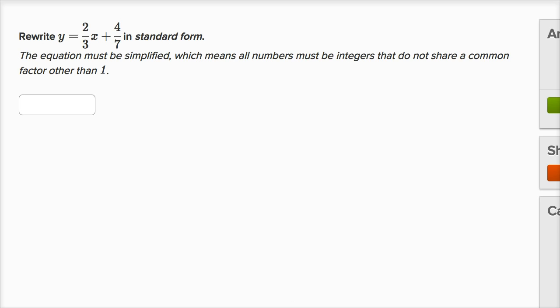Let me get my scratch pad out. So it's y is equal to 2/3 x plus 4/7. The way that it's written right now, this is slope-intercept form. It's written in the form y is equal to mx plus b, where m in this case is 2/3 and b is 4/7. It's very easy to figure out what the slope and what the y-intercept is from this equation. But we want to write this in standard form, which would be the form ax plus by is equal to c.